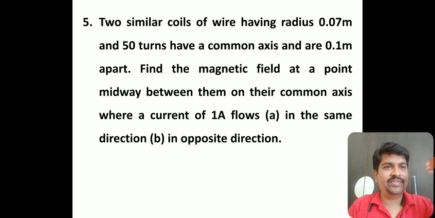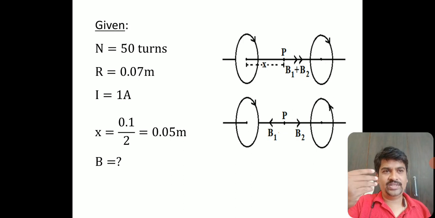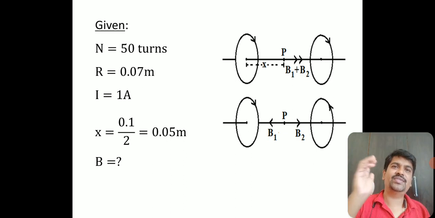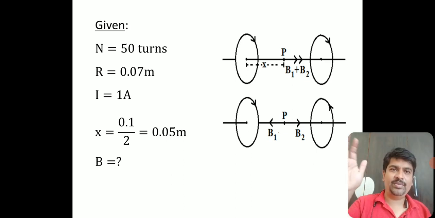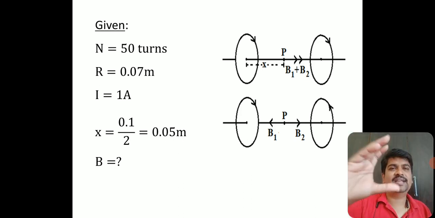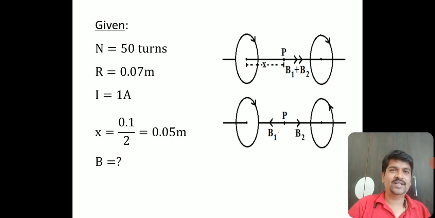Okay, this is a very simple problem. It is a circular coil problem. We know the magnetic field due to a circular coil. The only thing is to use the relevant formula, substitute it and find the answer. First write down the data which is given there. So the number of turns is 50 and the radius is 0.07 meter and the current flowing is 1 ampere. The same thing holds good for both the coils.